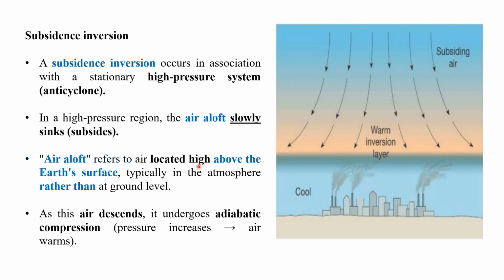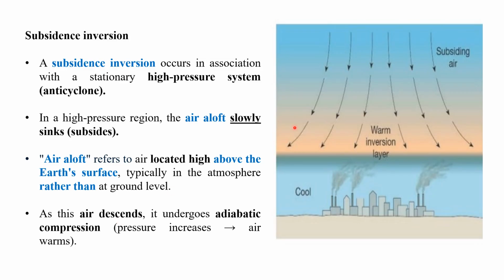The next temperature inversion is the subsidence inversion. The subsidence inversion occurs in association with a stationary high pressure system. That means in the situation of an anticyclone. In a high pressure region, air aloft slowly sinks or subsides. What do you mean by air aloft? Air aloft refers to air located high above the Earth's surface, typically in the atmosphere rather than at the ground. So we can see the air aloft available in the atmosphere.